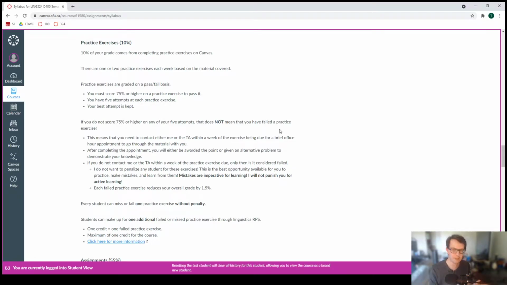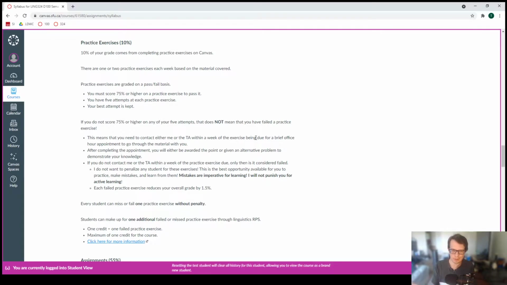So these practice exercises are purely for your learning, and we expect that by the end of the course, you will pass all of these with our assistance. So you have 5 attempts at each practice exercise before you talk to us, but the reality is you have as many attempts as you want as long as you seek help. So 10% of your grade is really just trying to learn the material and failing until you succeed.